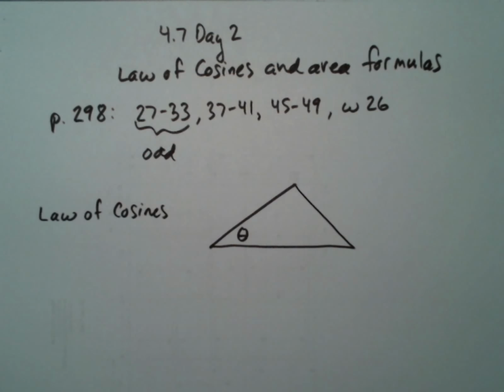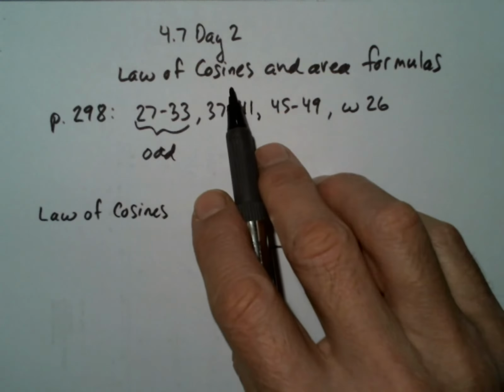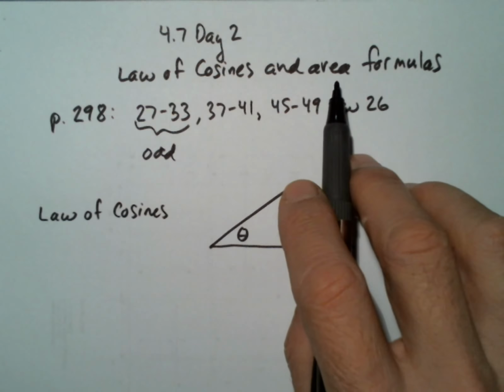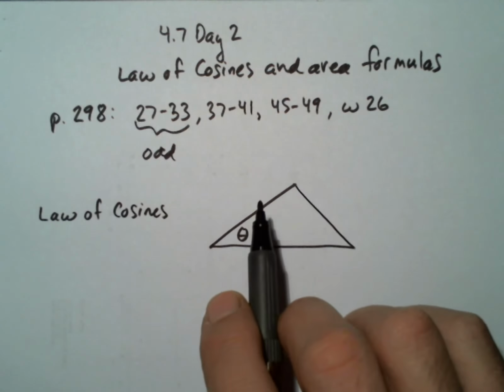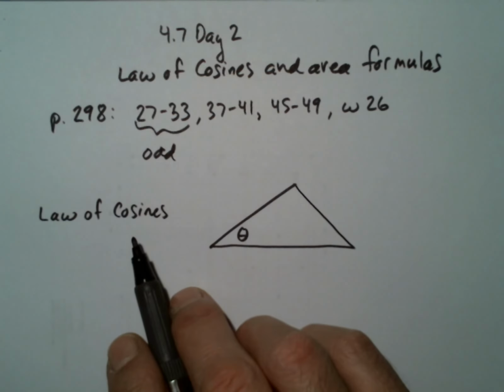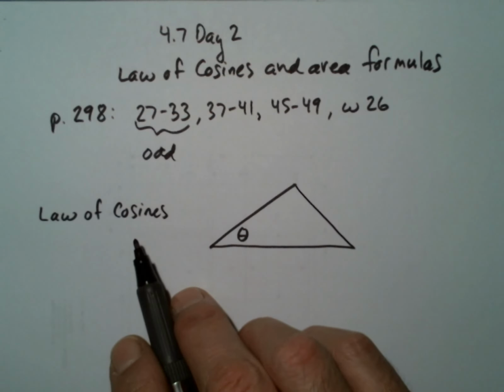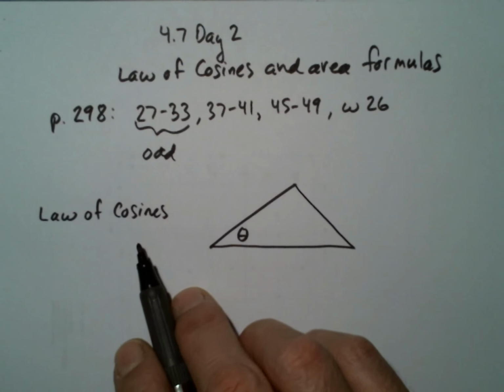In this lesson we will talk about the law of cosines, and there's also a couple area formulas we'll go over. So we saw yesterday how side-side-angle would use law of sines, and if we had side-angle-side we'd have to use law of cosines, or we couldn't use law of sines.